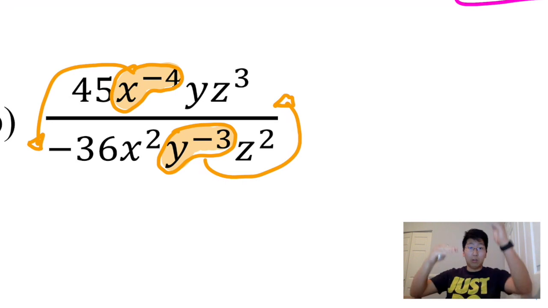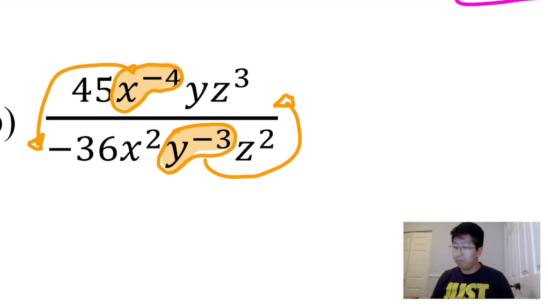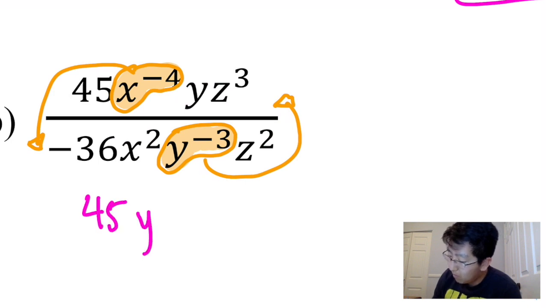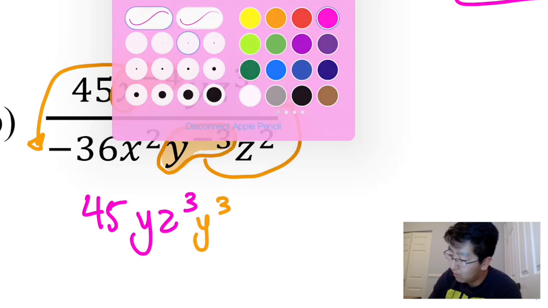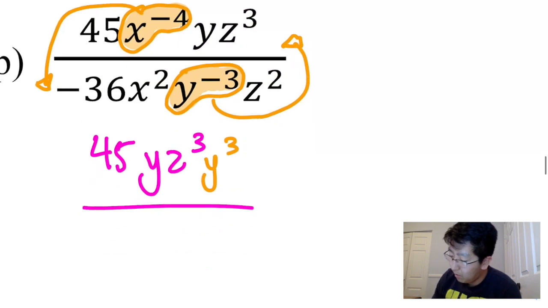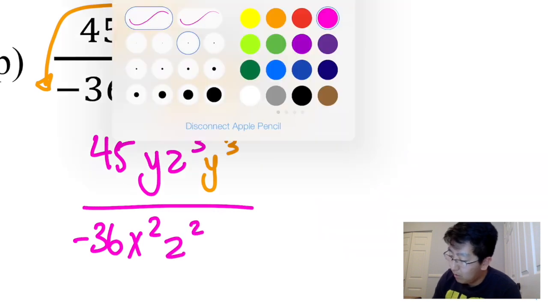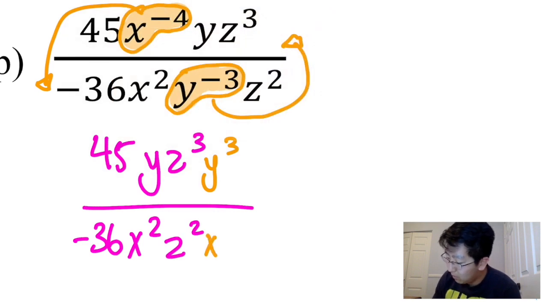Think of the movie theaters, right? It's moving from the top or the bottom. So I'm going to rewrite it. 45 y z to the third, and what came up was y to the third. Okay, and at the bottom we have negative 36 x squared, y is gone, z to the second, and what came down? X to the fourth.